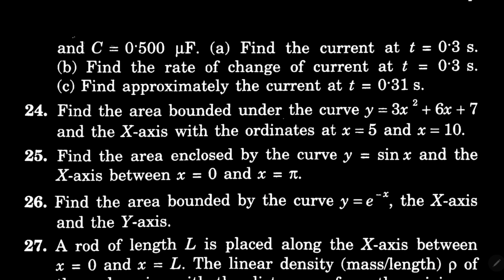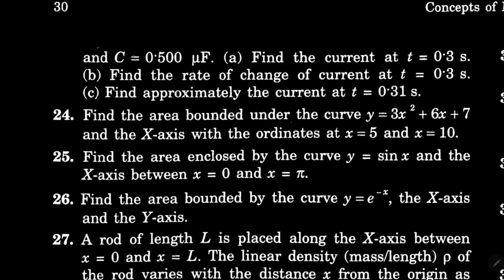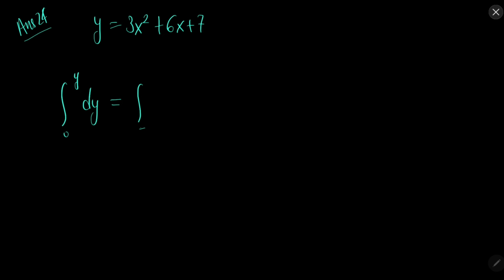In question 24, we need to find the area bounded under the curve y equal to 3x square plus 6x plus 7 and the x-axis with ordinates x equal to 5 and x equal to 10. So this is the 24th one. y is 3x square plus 6x plus 7. So we need to find the area, integral of y dx from 5 to 10, of 3x square plus 6x plus 7. This range is given for x.